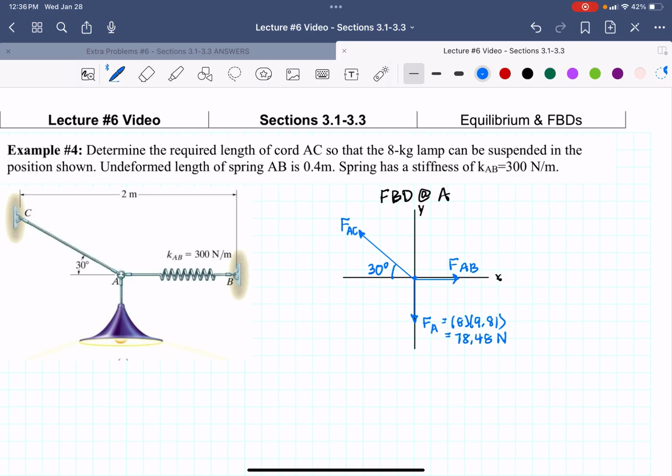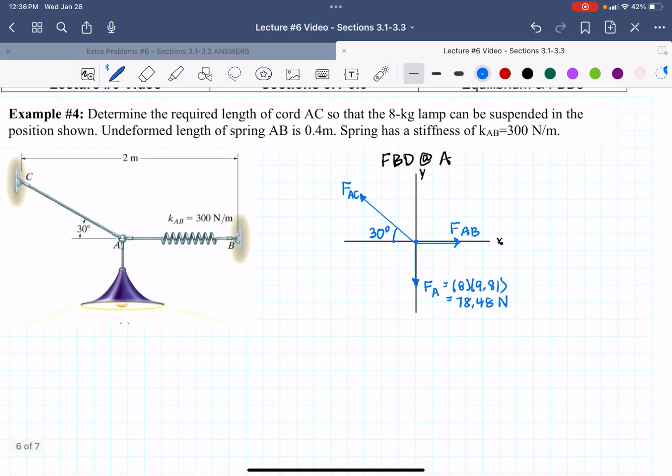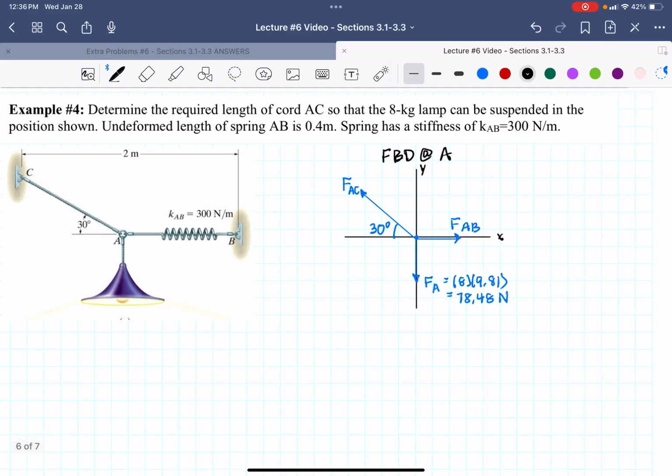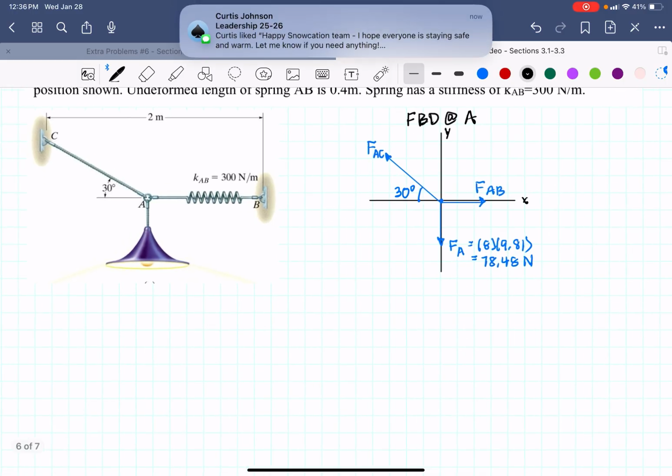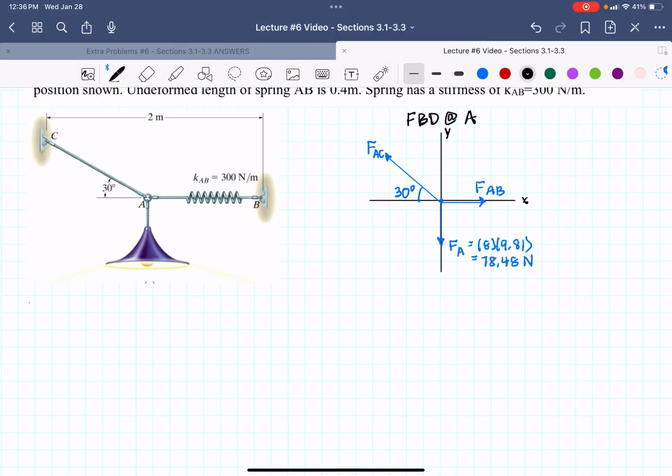So now I've got enough information. I am going to use my equilibrium equations. I have 2 unknowns and 2 equations, so I can solve for my 2. If I look at this by inspection, I can see that if I solve in the y direction, I can solve for FAC immediately. If I solve in the x direction, I'm going to have 2 unknowns, and it's going to take me another minute to have to go back and do y. So I'm just going to start with the sum of the forces in the y direction.